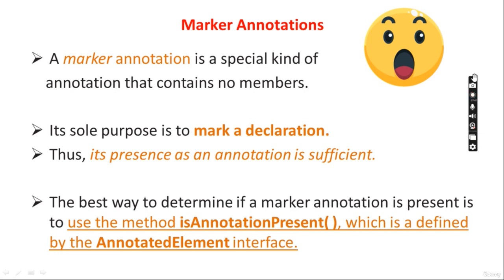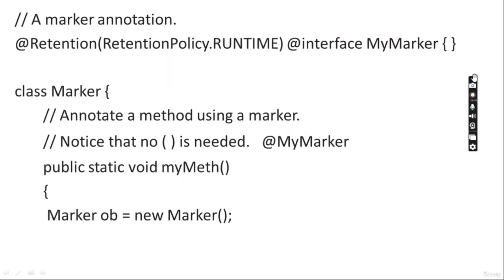The best way to determine if a marker annotation is present is to use the method isAnnotationPresent, which is defined by the AnnotatedElement interface. So isAnnotationPresent will tell you whether the marker annotation is there or not. Now here my marker annotation is created with my method. My marker is created here. Then annotate the method using the marker. Notice that no parentheses are needed, only the declaration is sufficient.